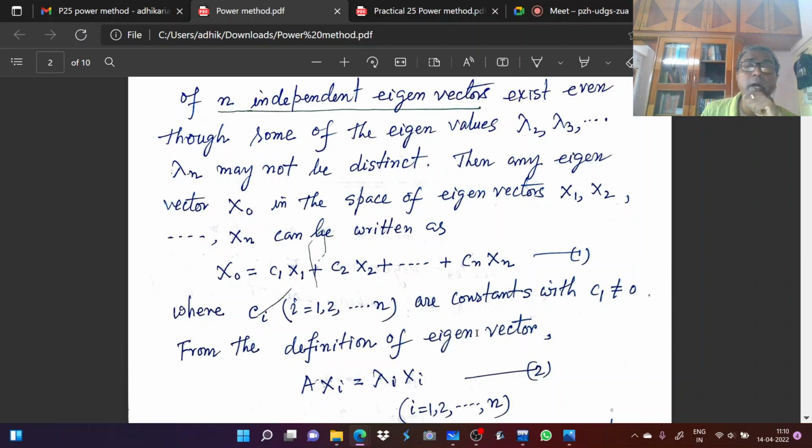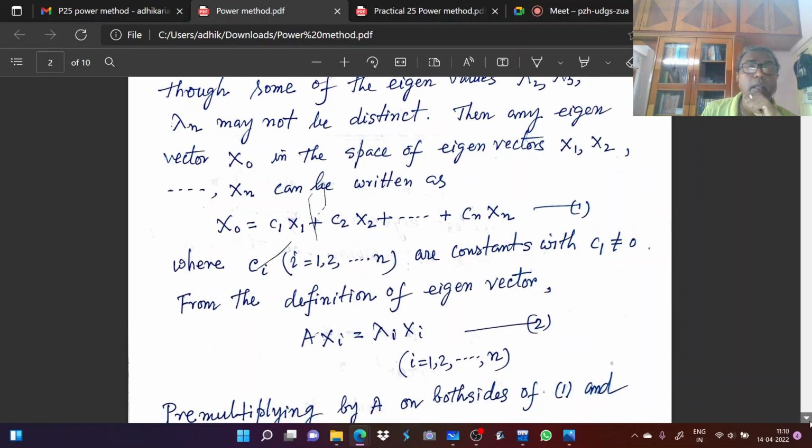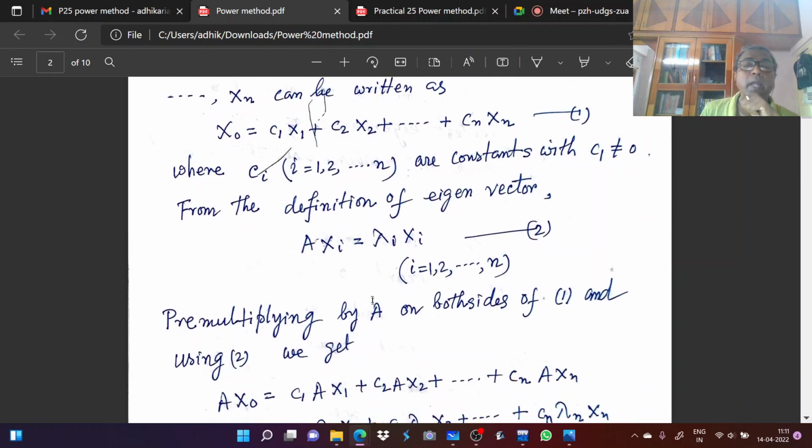From the definition of eigenvector, we know that A Xi equals lambda i Xi for i equal to 1 to n. So A X1 equals lambda 1 X1, A X2 equals lambda 2 X2, and so on. Now pre-multiplying by A on both sides of equation 1. Suppose this is equation 1: X0 equals C1 X1 plus C2 X2 plus ... plus Cn Xn.